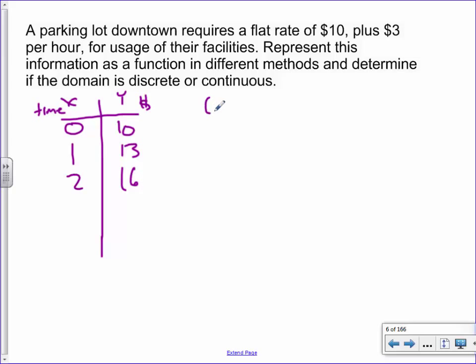Another way we can write it then would be like this: 0 with 10, 1 with 13, and 2 with 16.